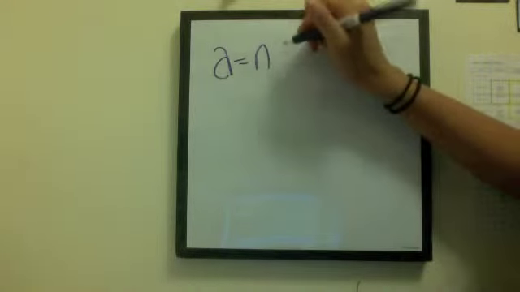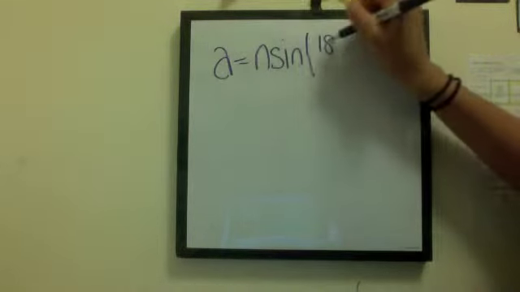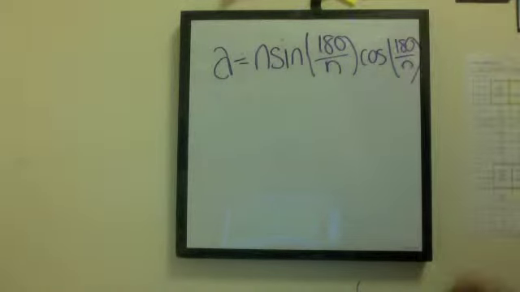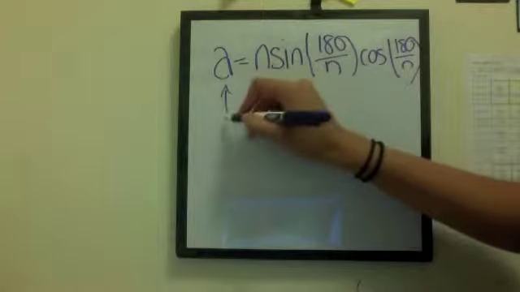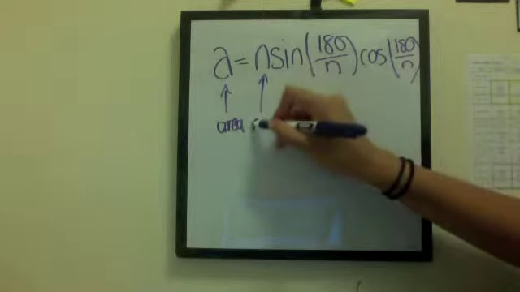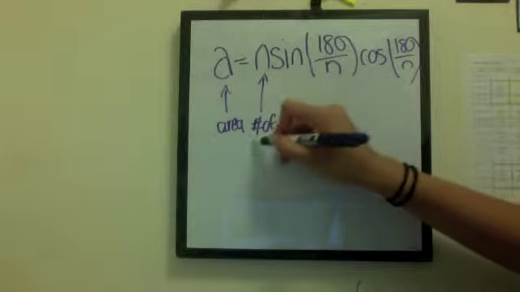This is the general equation for the area of a polygon of n sides inscribed in a circle with a radius of 1. The variable A stands for the area of the polygon, and n is the number of sides in the polygon.